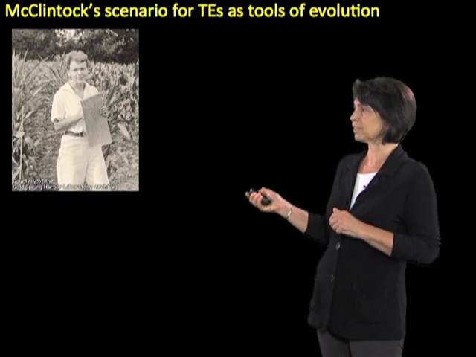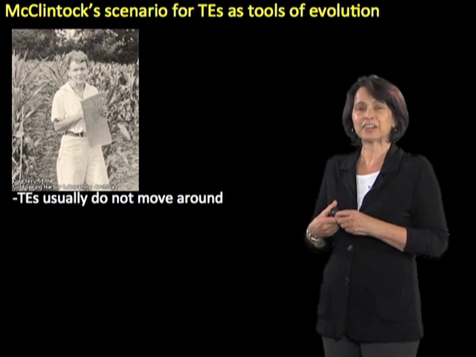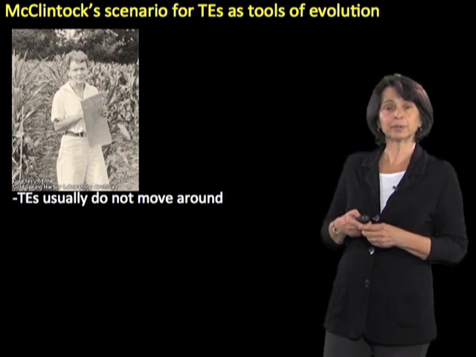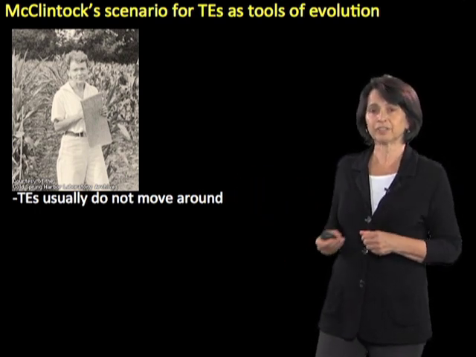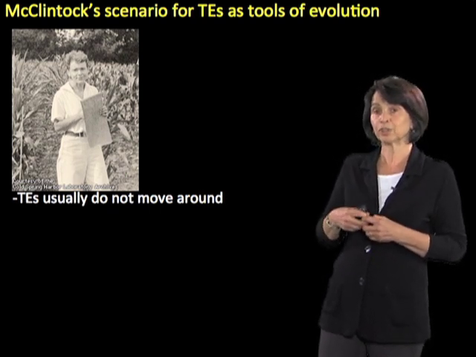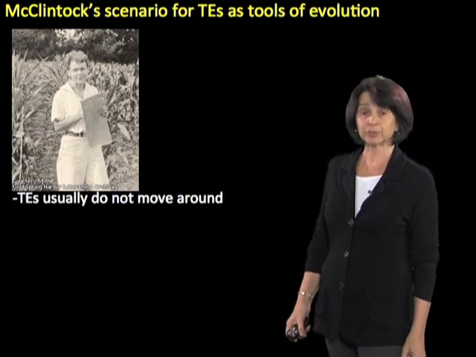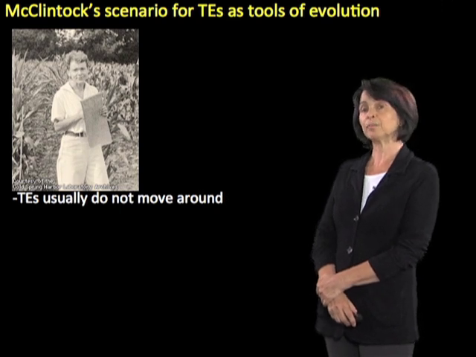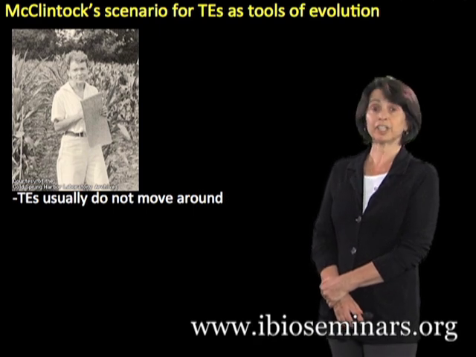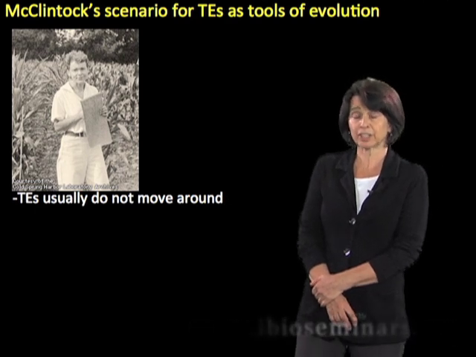So I want to go back to McClintock's scenario again, her scenario for how transposable elements can function as tools to generate diversity. Transposable elements usually don't move around, and we know that now. We know that the vast majority of transposons in the genome are inactive, even though genomes are 50 to 80% derived from transposable elements. Most are inactive because they've accumulated mutations, or the few that are active are being epigenetically restrained by the host.